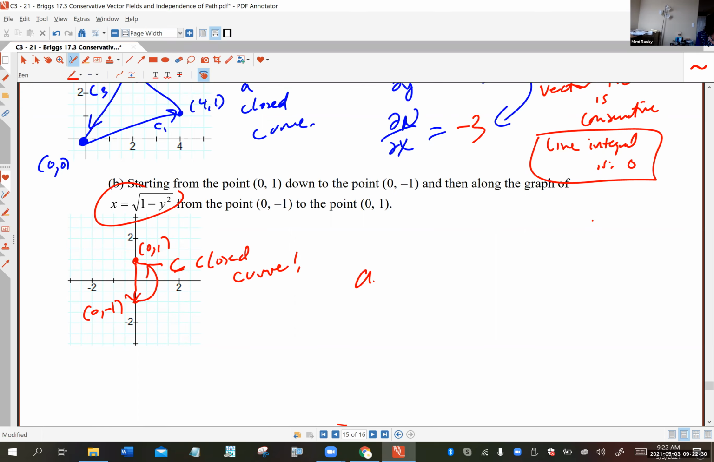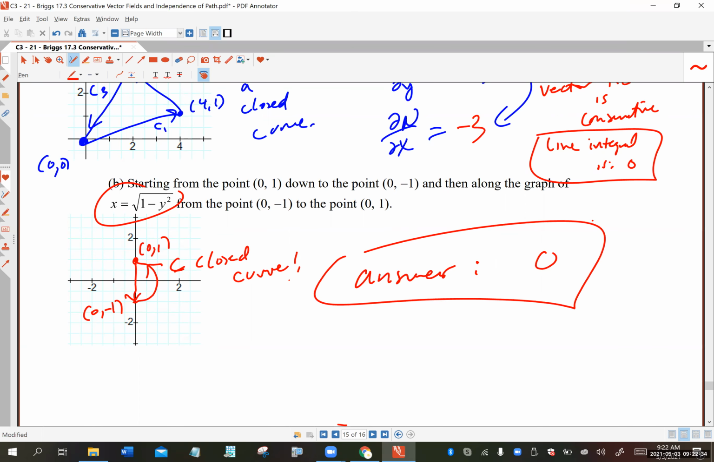My answer is 0. I do not feel like doing any work there. Don't need to. I'm doing the same vector field, and it's also a closed curve. So why should I do any work? Don't need to by the previous theorem.